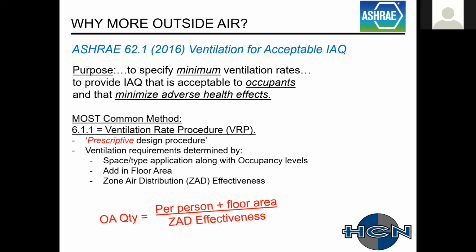This outside air quantity is your per person plus your floor area, divided by the zone air distribution effectiveness. And then just to emphasize once again, this standard is calling for a minimum ventilation rate. But today's topic, because of recent events, ASHRAE is saying, okay, now we want to increase the amount of outside air to help prevent the spread of the virus.